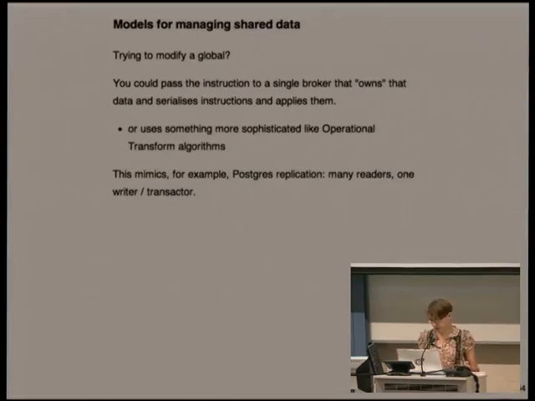This is obviously what you do if you've got a database. With Postgres replication, as far as I understand it, it's common to have many readers, so many things where you can make queries that are a select or something like that, but only one database that's a writer or a transactor. And you can do the same in your own programs. Instead of just directly looking something up on a data structure or directly writing to it, you have to go via some dedicated channel or function call that handles this for you.